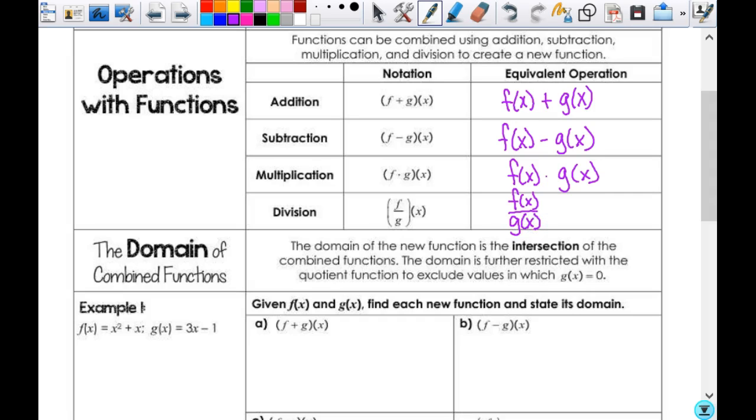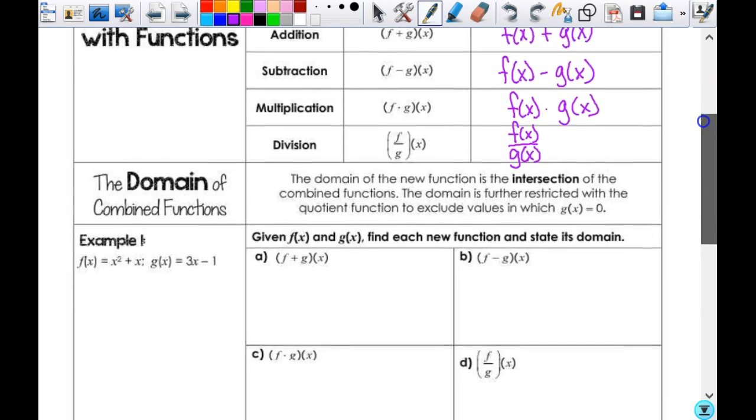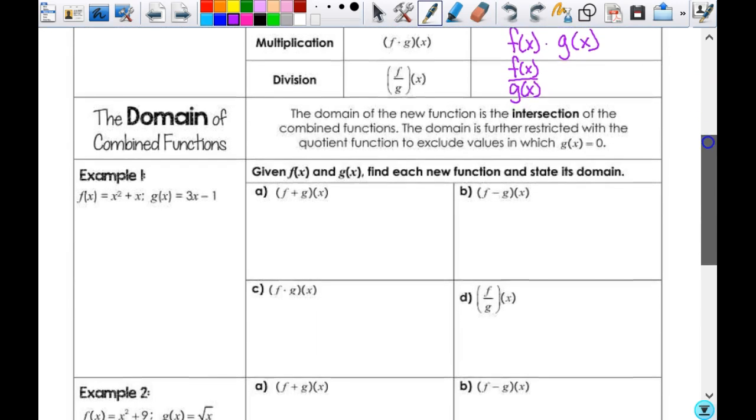Okay. So this is the sum, this is the difference, this is the what? Product, this is the quotient. Okay. So those are words that are important to know because we're going to talk about that right here. And if you don't know what it means, then that's going to be a problem.